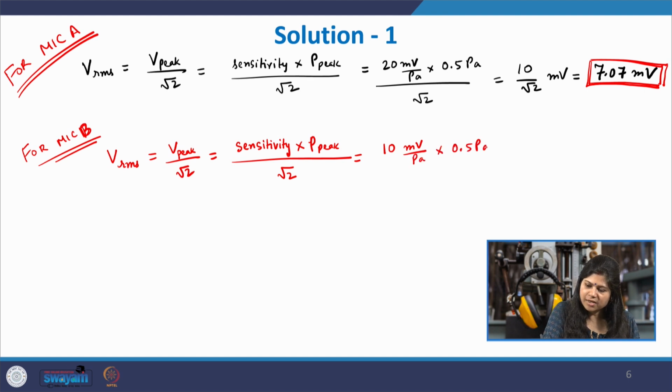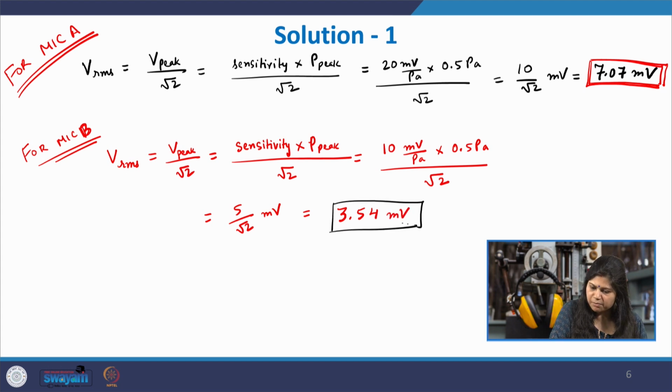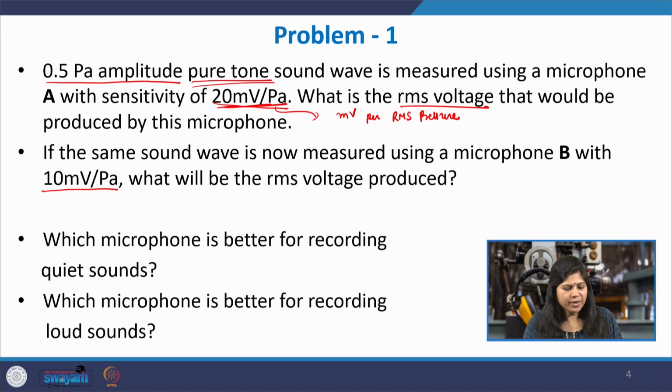So, obviously, the overall answer should reduce by half. So, it should become 5 by root 2 microvolts, which is the answer for the second part for mic B, and this is for mic A. Okay. So, here now we have the answer for these first two parts.